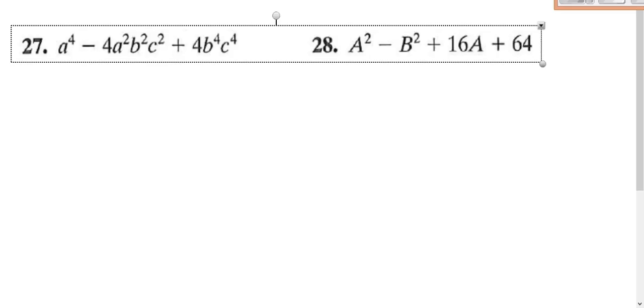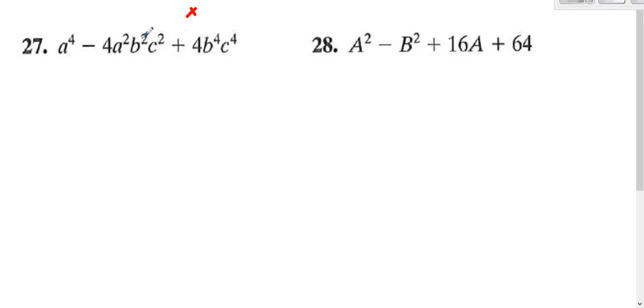So 27, we've got 1, 2, 3 terms with a lot of variables. Since it's three terms, we know that's going to be the basic type of factoring where we look at the numbers and see what multiplies and adds. We need two numbers that multiply to be positive 4 and add to be negative 4. So multiply to 4, that's either 1 and 4 or 2 and 2. To add to be a negative 4, it's got to be negative 2 and negative 2.